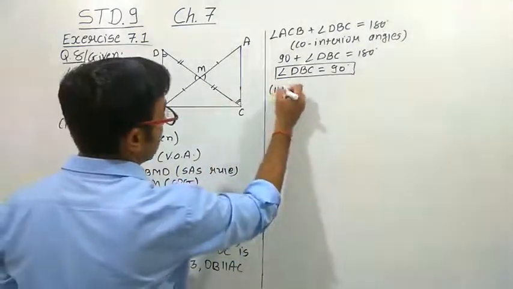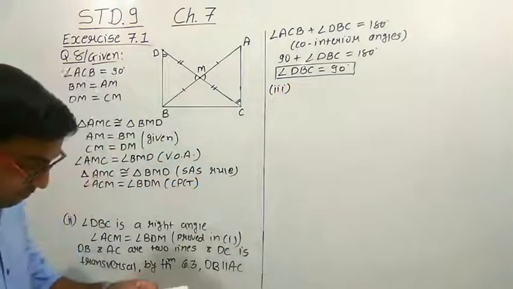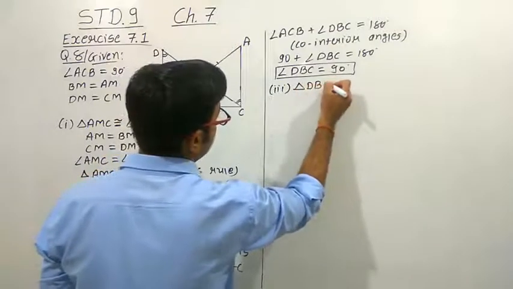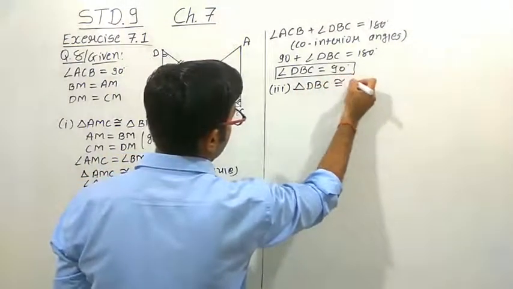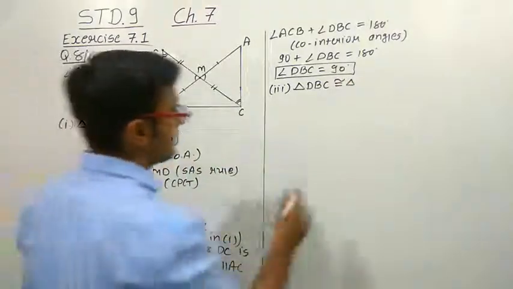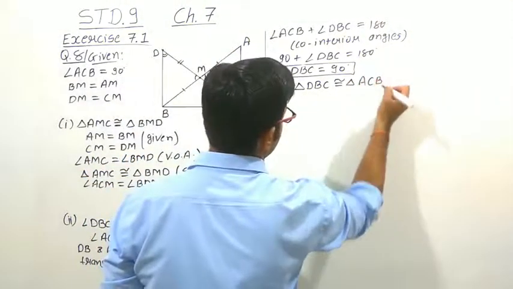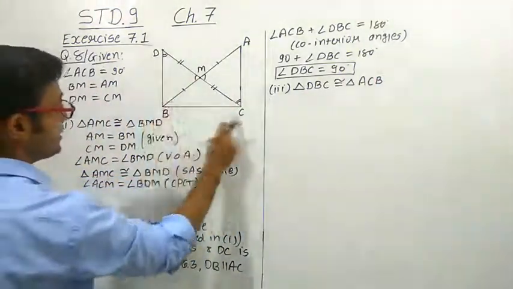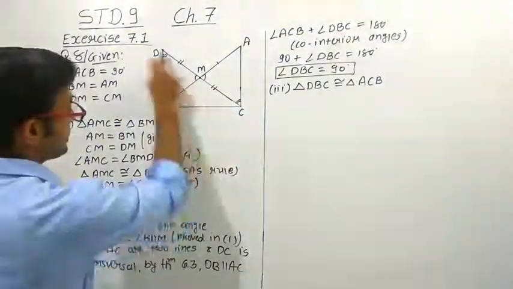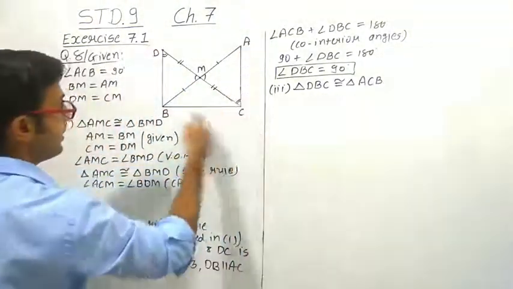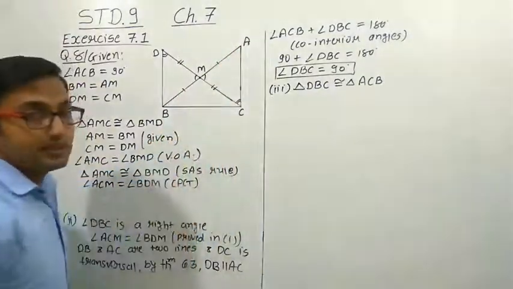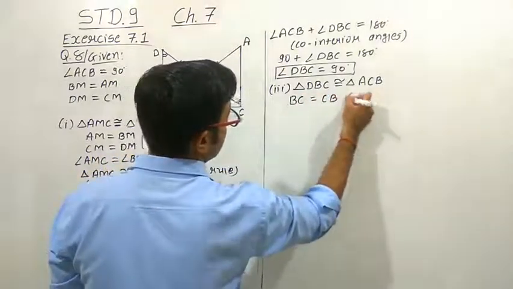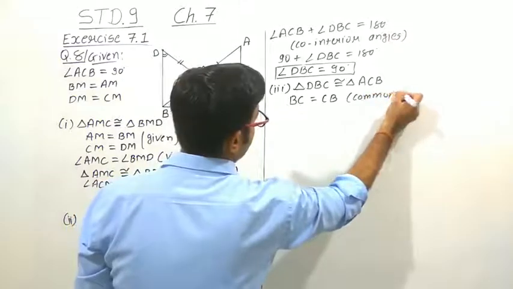Now see, the third thing that we have to prove here is triangle DBC is congruent to triangle ACB. Right? Now consider these two triangles. DBC, this triangle, and ACB, this triangle. See, BC side is common, right? So we can write down that BC is equal to CB. This is common in both the triangles.